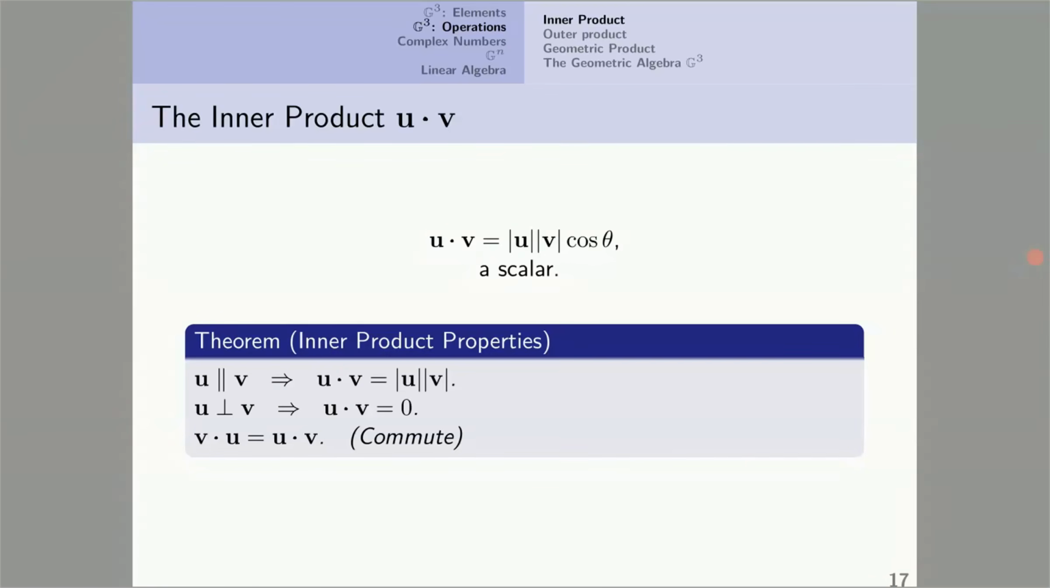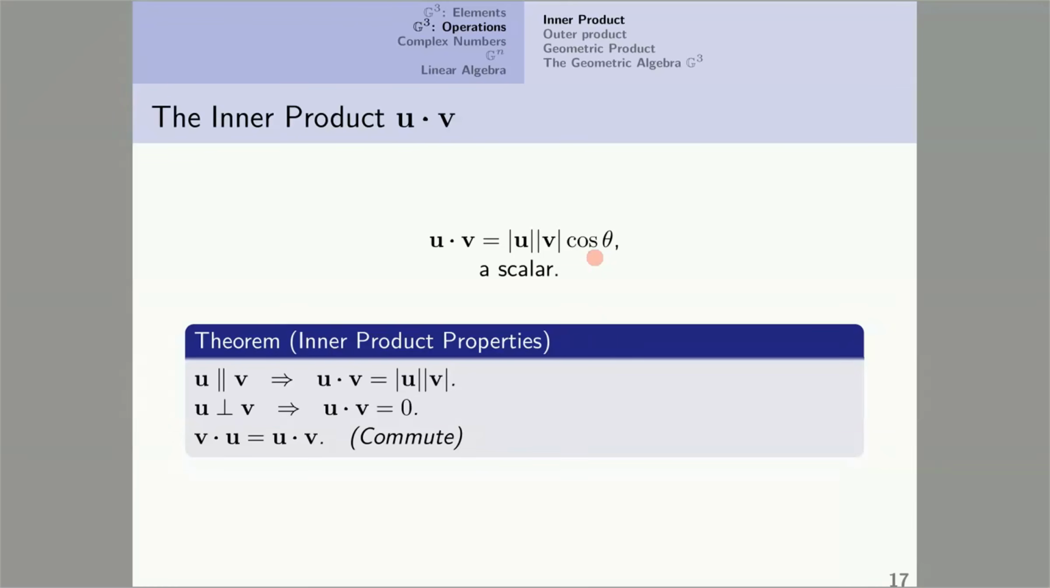Three properties. If U and V are parallel, then their inner product is simply the product of their lengths. If they're parallel, the angle between them is 0. Cosine of 0 is 1, so the cosine term drops out.